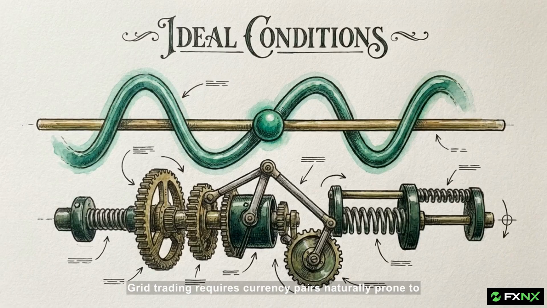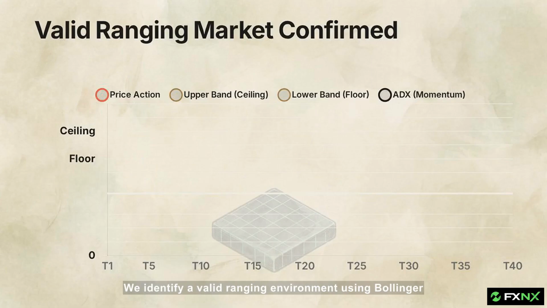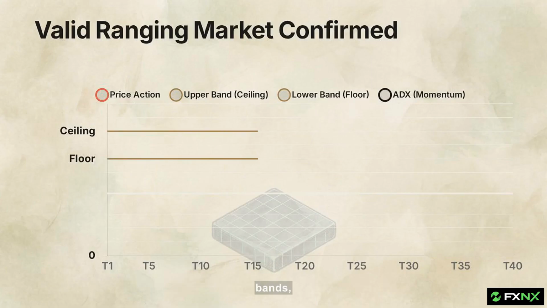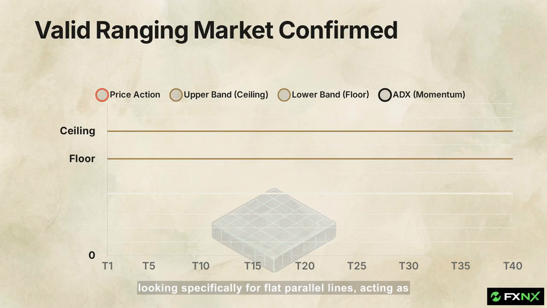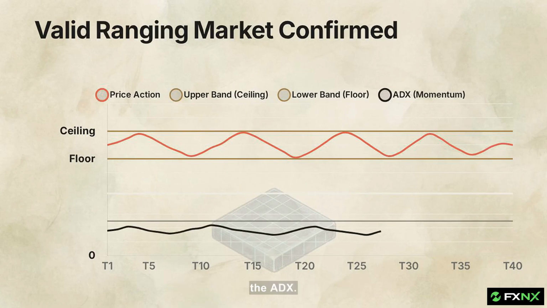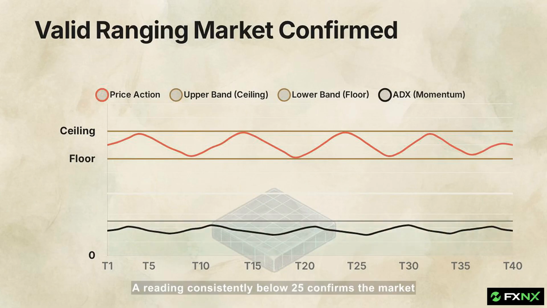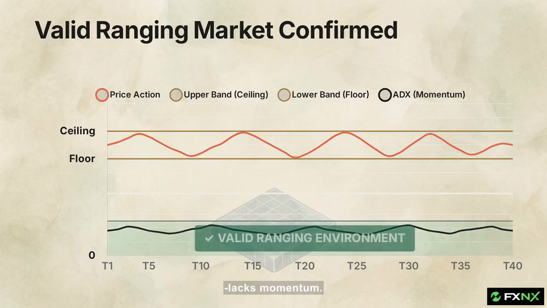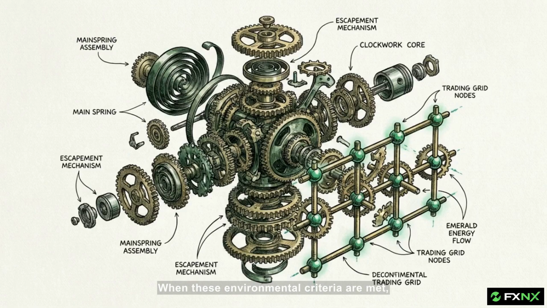Grid trading requires currency pairs naturally prone to mean reversion, like the AUD cross. We identify a valid ranging environment using Bollinger Bands, looking specifically for flat parallel lines acting as a ceiling and floor for price action. We verify the absence of a trend with the ADX. A reading consistently below 25 confirms the market lacks momentum. When these environmental criteria are met, the automated grid functions as a highly efficient extraction engine.